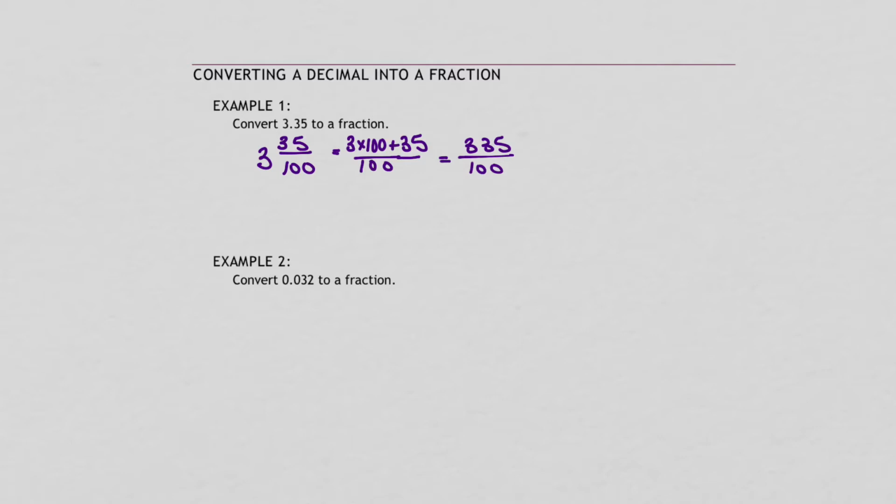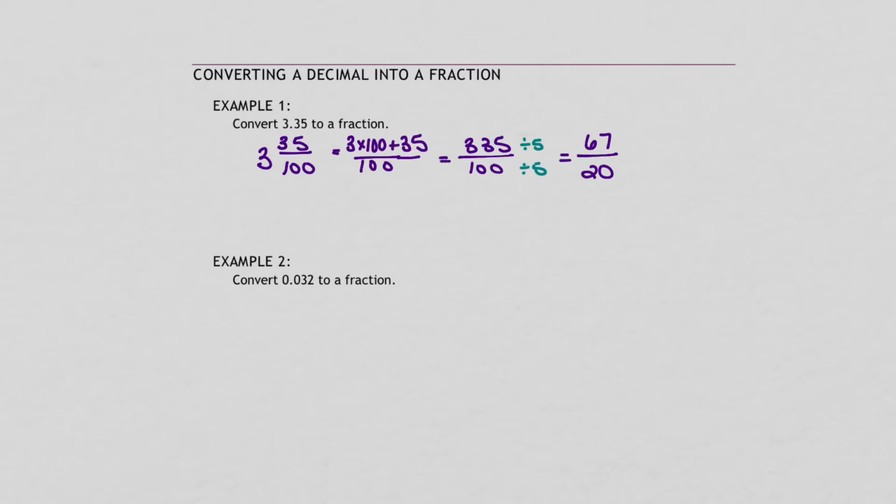Now the last step is to simplify this. And so let's see. I know that both of them are divisible by 5. So let's try dividing the top and the bottom by 5. 335 divided by 5 is 67. And 100 divided by 5 is 20. And that's it. That's converting it to a fraction.